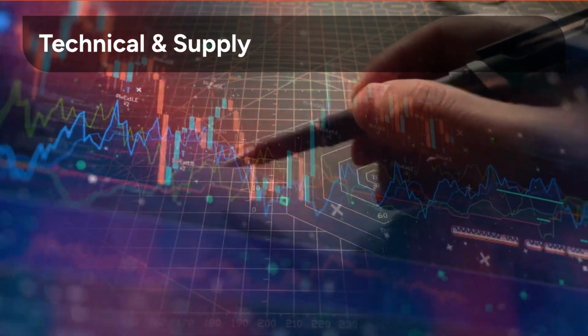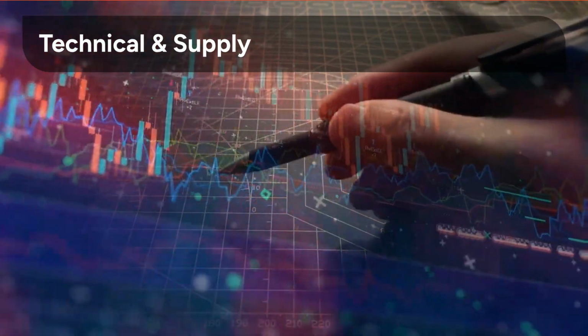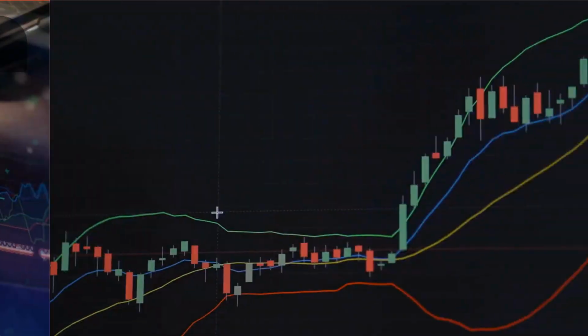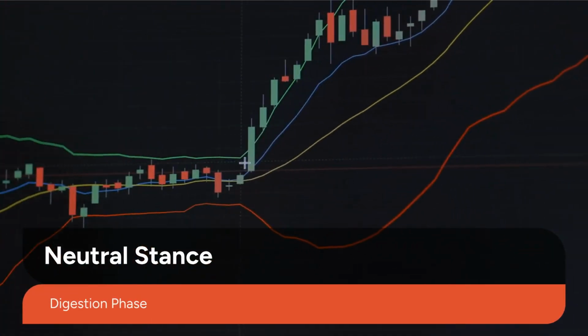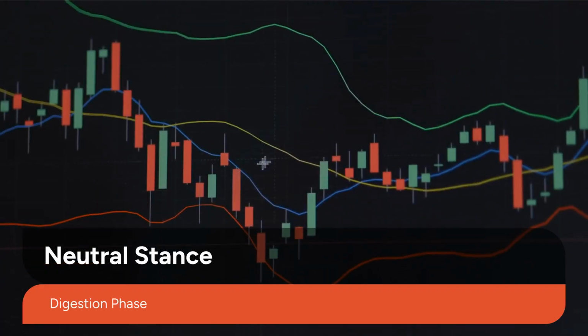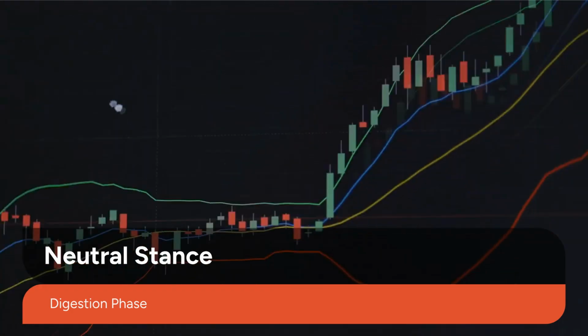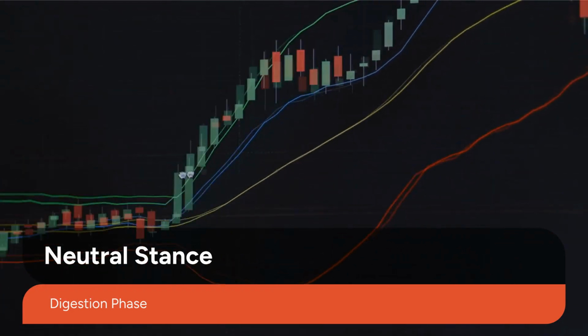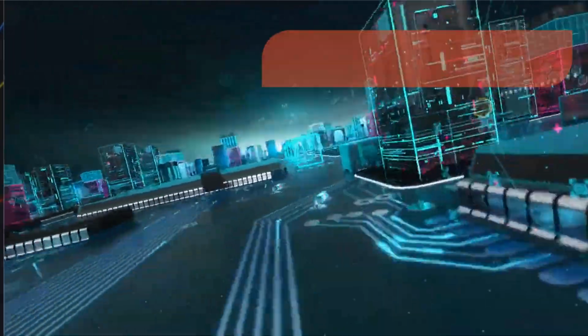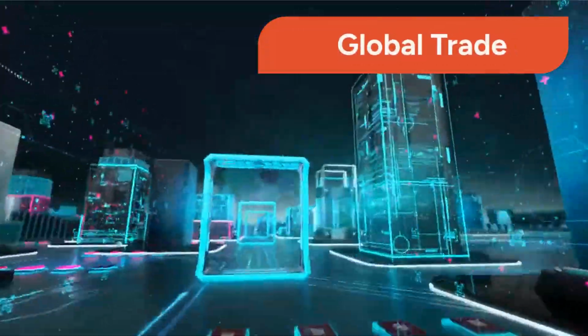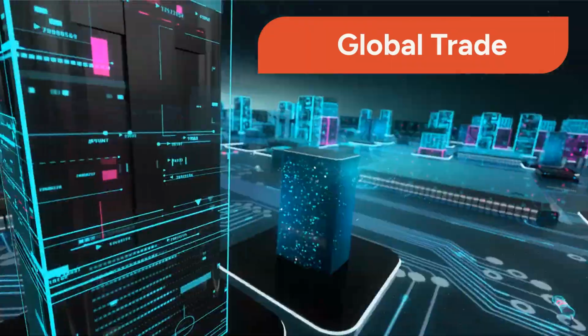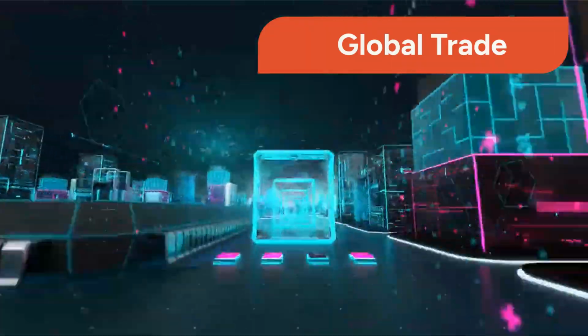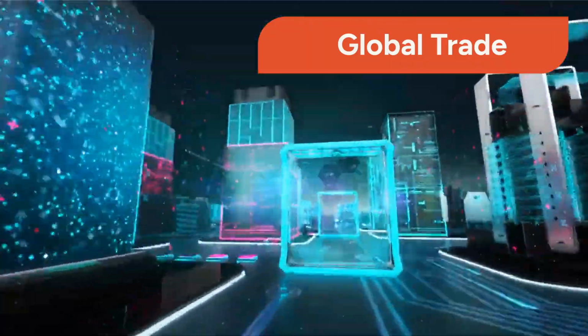We now turn our attention to the technical and supply dynamics influencing gold prices. Technical momentum indicators currently show a neutral stance, suggesting a digestion phase rather than strong directional acceleration after gold's movement above $5,000. Global trade and supply narratives continue to play a central role, influencing how bullion demand interplays with broader commodity pricing and investor positioning.